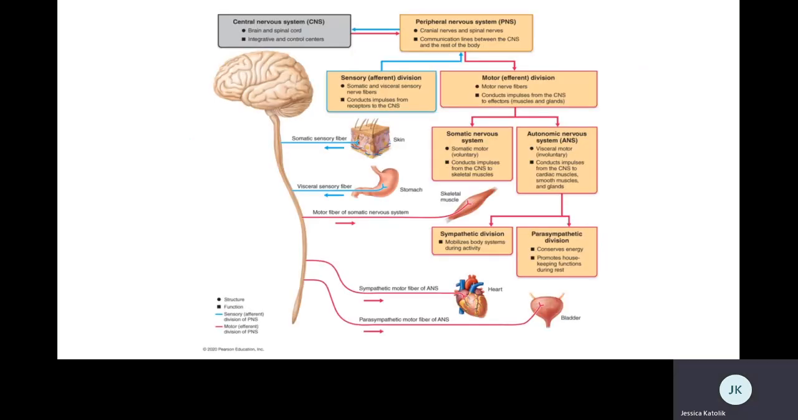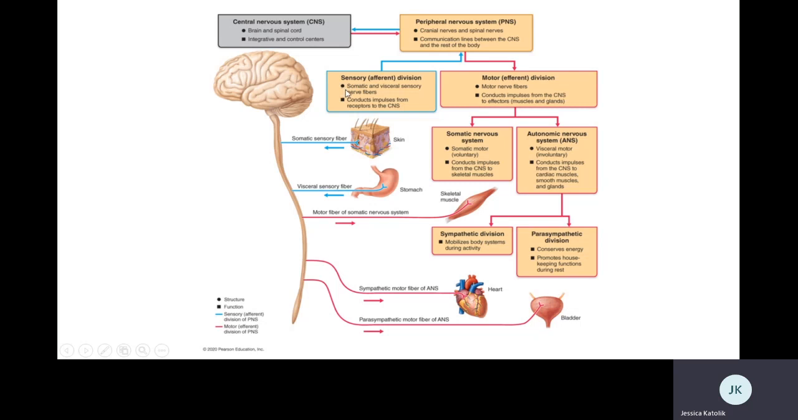This diagram is trying to go over the subdivisions of the nervous system, and specifically the peripheral nervous system. For now, we're just going to focus on the sensory division, which is a subdivision of the peripheral nervous system. To help you read this diagram more easily, the circles represent structures that are part of that division, so specific nerve fibers.